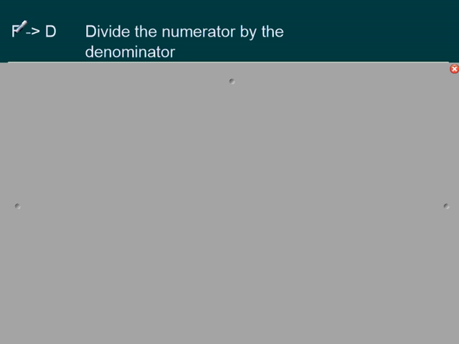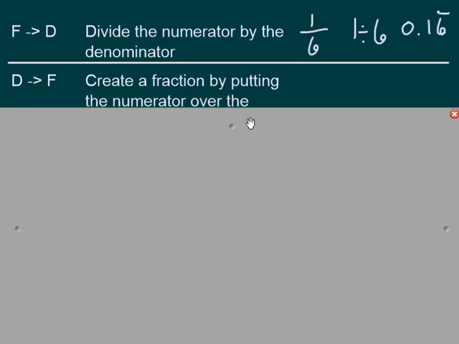So, briefly, fractions to decimals, remember F is fractions, D is decimals, you're simply going to divide the numerator by the denominator. So for example, if I have 1 over 6, I'm going to take my calculator, do 1 divided by 6, which is going to give me 0.1666666, which is 0.16 repeating. So fraction to decimal, divide the numerator by the denominator.